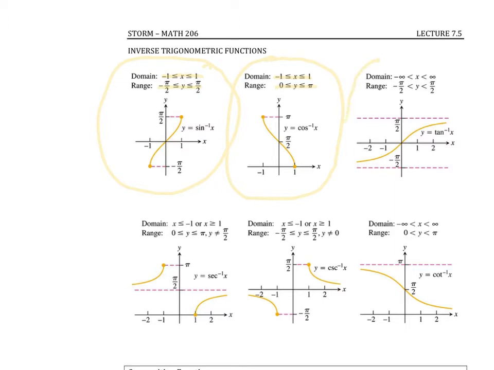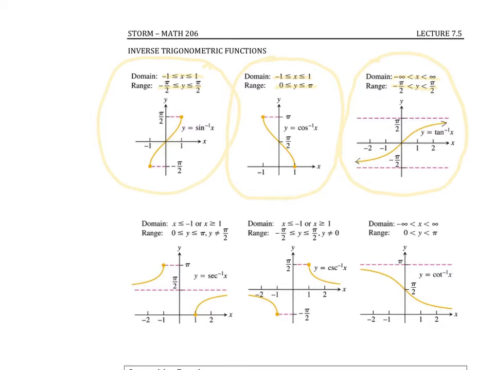Tangent inverse has domain of all real numbers, but a range of negative pi over 2 to pi over 2. And now notice that tangent inverse, remember these are arrows here? It goes on and on forever, whereas in sine inverse, cosine inverse, it doesn't.